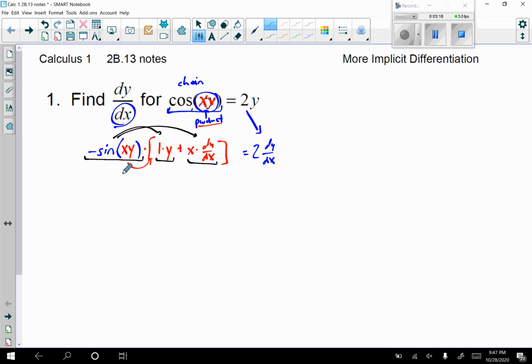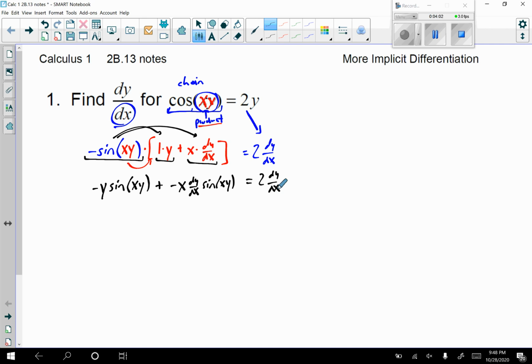So what that looks like is we're going to multiply negative sine xy times y. That y does not multiply the angle. That is always protected. So this is negative y sine xy plus x dy/dx multiplies here. So we're going to get negative x dy/dx sine of xy. You can put those in any order you want, as long as you don't put this x dy/dx in the angle. That's fine. That is all one term. Equals 2 dy/dx.